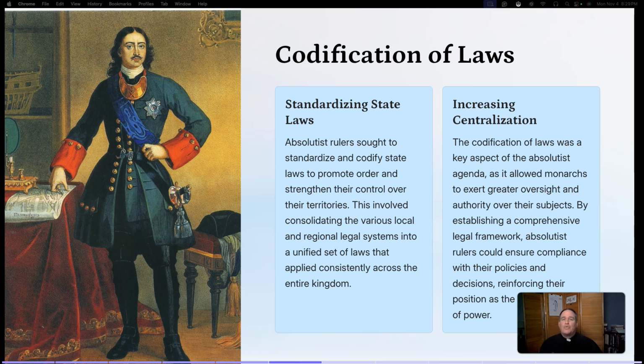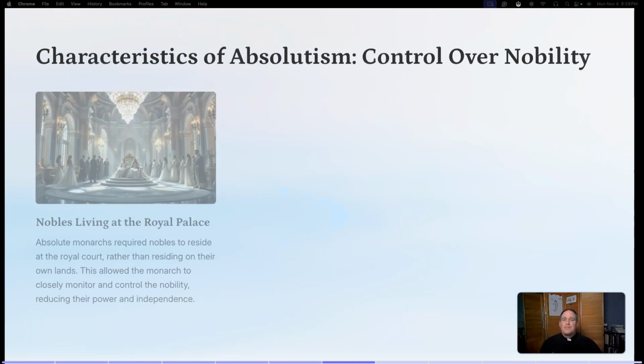Codification of laws was a key strategy for absolutist rulers to standardize legal frameworks across their territories. By establishing a unified set of laws, monarchs promoted order and compliance with their policies. This process increased centralization and reinforced the monarch's supreme authority, ensuring that laws applied consistently throughout the kingdom.